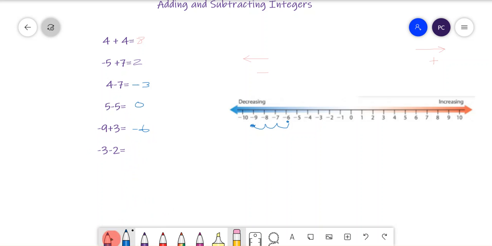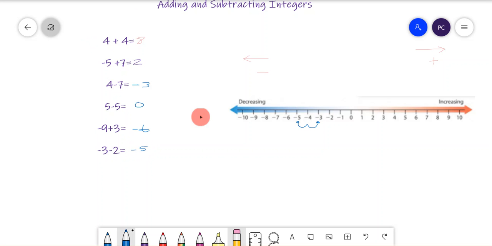And then the last one. Again, the number on the left tells us where we start. In this case, we're starting on negative 3. The number after that and the sign tell us which way we're moving, whether it's left or right. If we're adding, or it's positive, we're moving right. If it's negative or subtracting, we're moving left. So we start on negative 3, which is here, and it's minus 2, so we're moving to the left 2 places: 1, 2. We end up on negative 5.